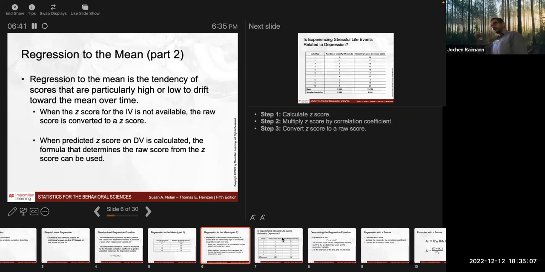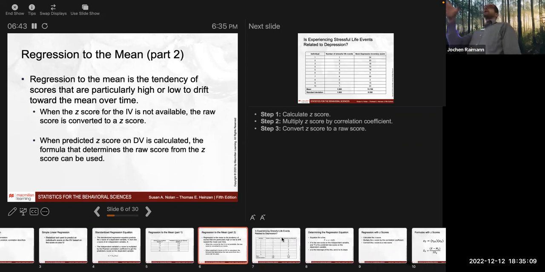What's really important is that whenever you look at a scatter plot, you will always know that the center of this prediction, and the point where it's most accurate, is where the mean is.